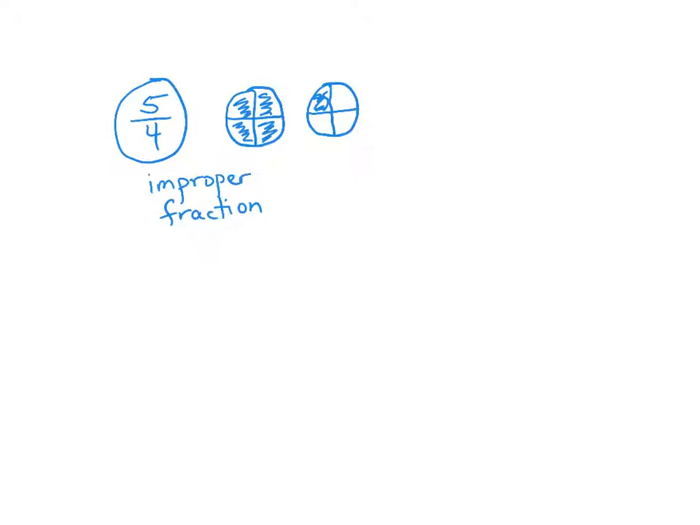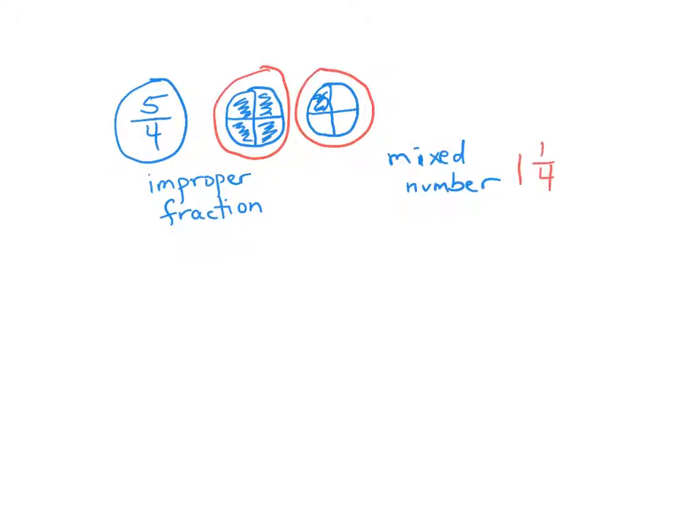But there's another way to write an improper fraction. An improper fraction can also be written as a mixed number. So I take a look at this improper fraction that I have, and I can see by the picture that what I have is 1 whole circle and 1/4 of another circle. So as a mixed number, this is the same thing as 1 and 1/4.